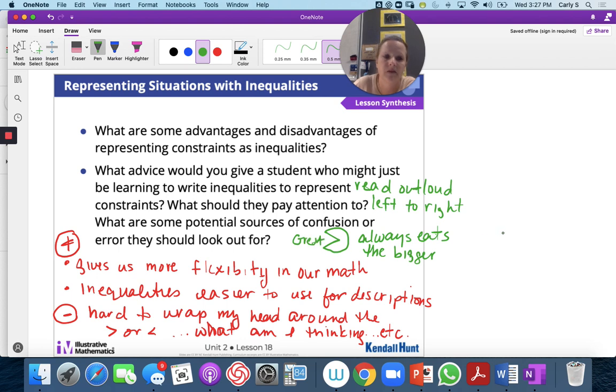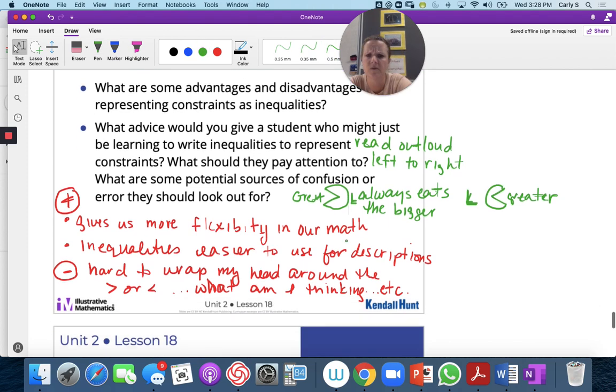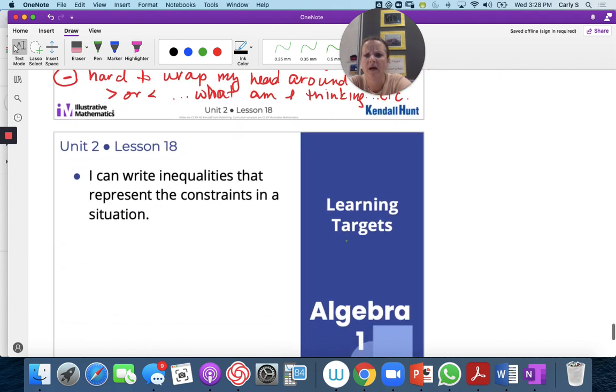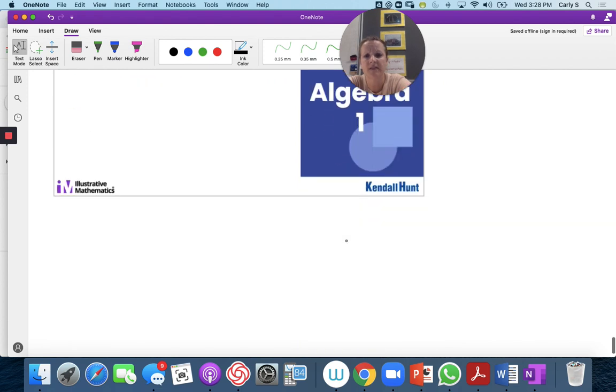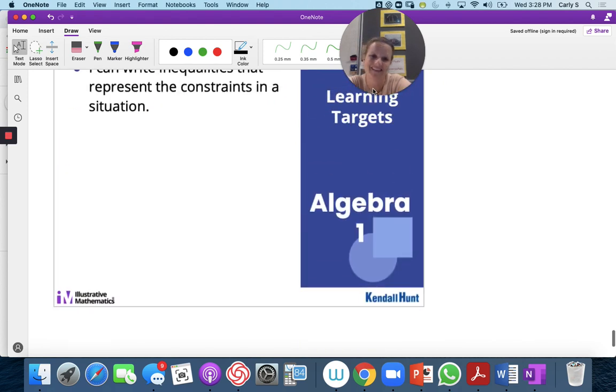Okay? So if it were like this, Pac-Man's going to eat the greater. So what's on this side is the less than. That's always going to be greater. So on this side, it would be the less than. Pac-Man always eats the bigger of the two values, always. So I can write inequalities that represent the constraints in a situation, and that's it. All right, good job.